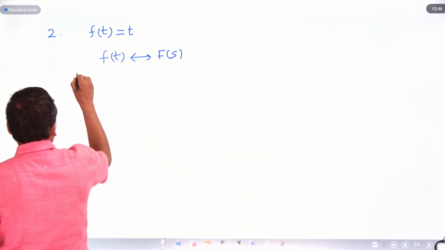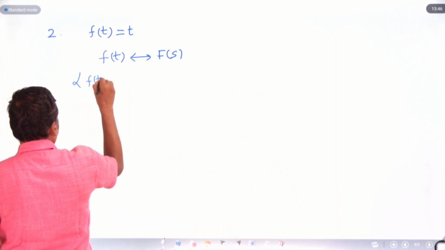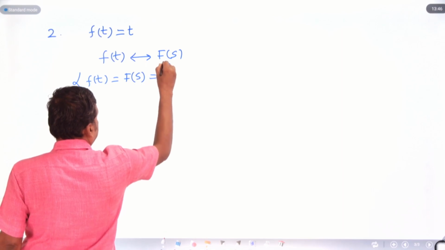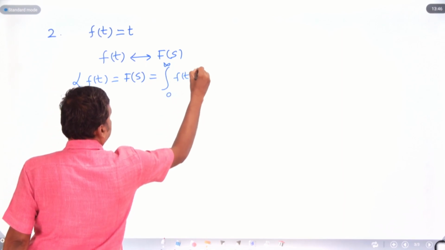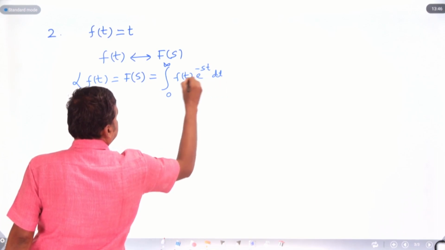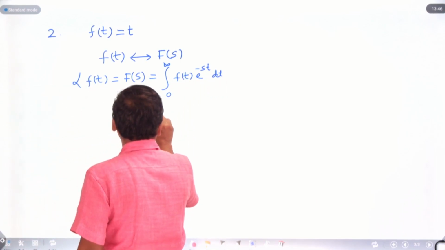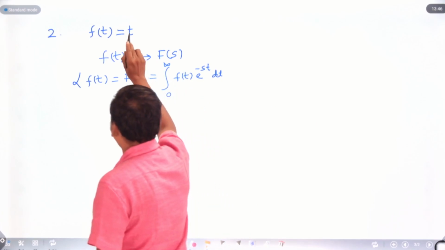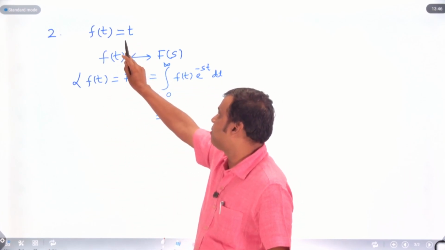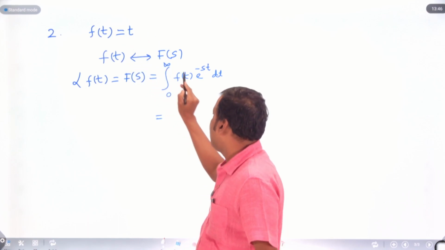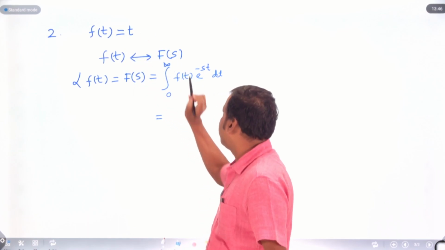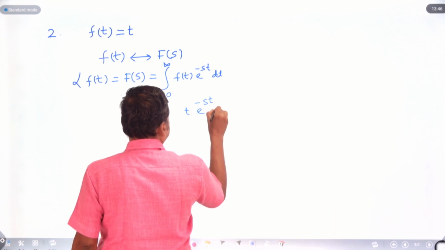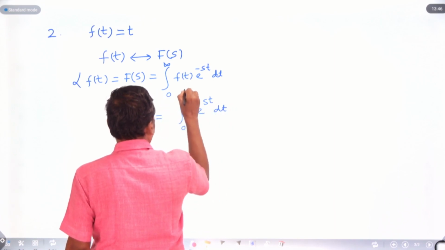Then we know that the Laplace transform of f of t equals f of s, and the formula is the integral from 0 to infinity of f of t into e to the power minus st dt. And here f of t equals t. In place of f of t, you have to put t. Whatever function is given, we calculate its Laplace transform, that is t. So whatever the value of f of t is, put that value in place of f of t. So it is t into e to the power minus st dt, and the integration limit is 0 to infinity.